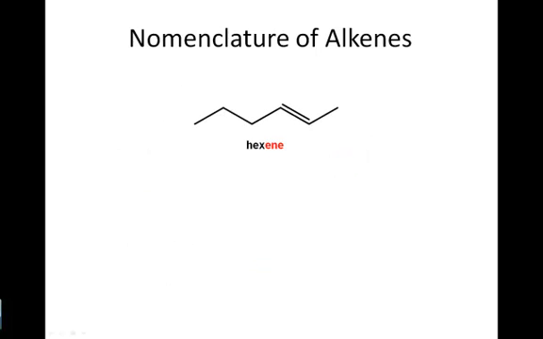If I have something like this, I have 6 carbons, so that's obviously going to be a hexene. And there are multiple positions where that double bond could be located, so I have to tell you where that double bond is. So I number my carbon chain, starting from the end closest to the double bond. So this molecule would be called 2-hexene.